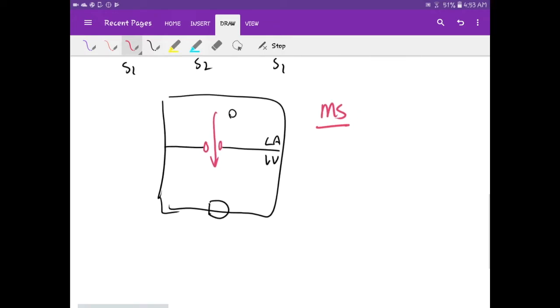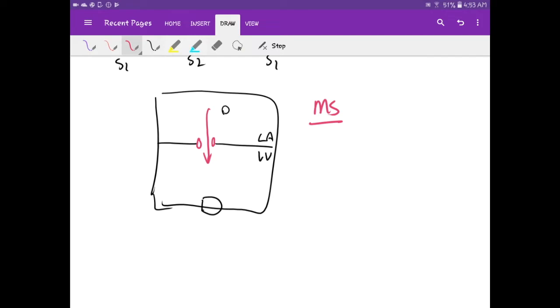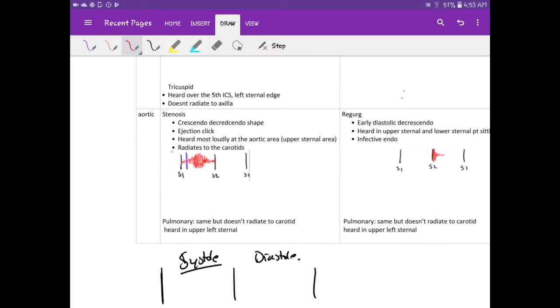So let's talk about mitral stenosis. The blood is coming. We said that when the blood comes down quickly and there's a narrowing, you get a click, right? We mentioned that in here. We mentioned that you get an ejection click.